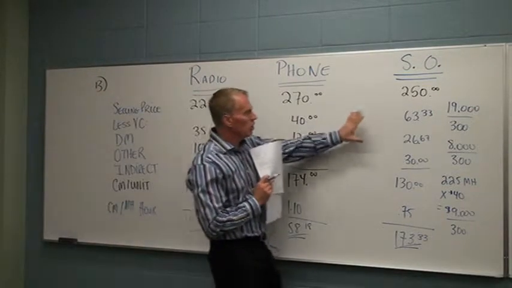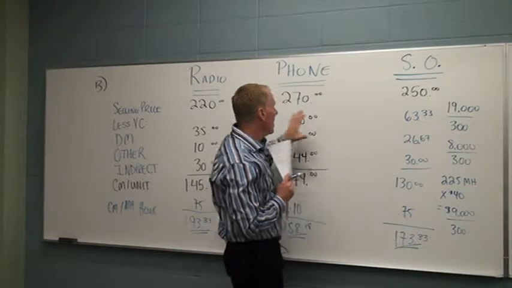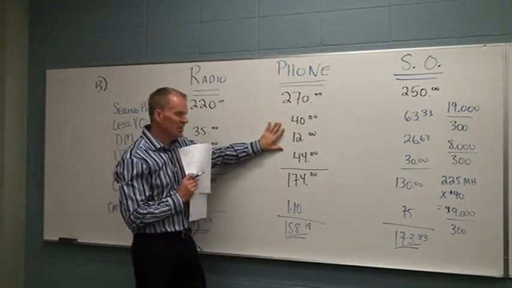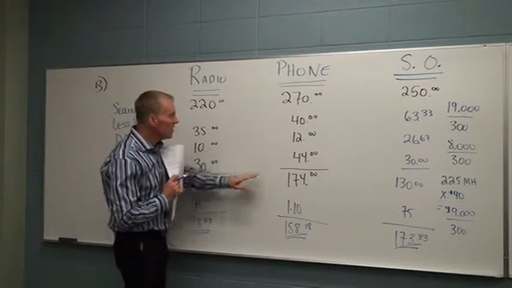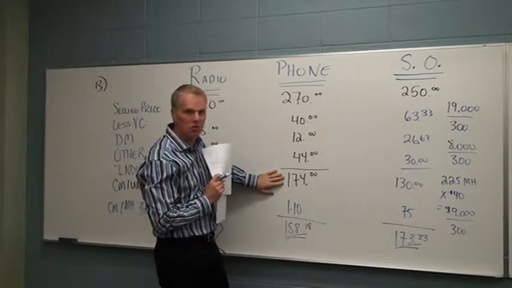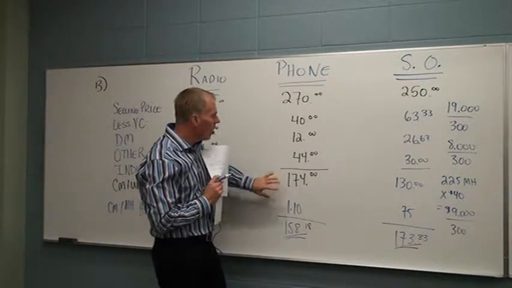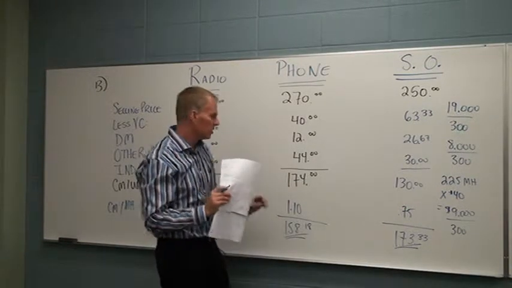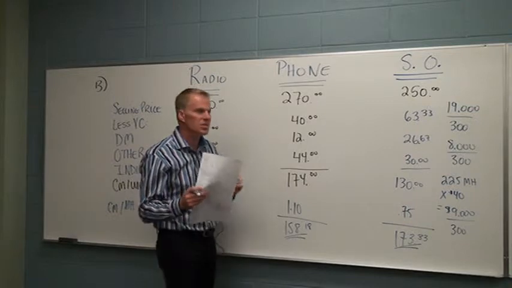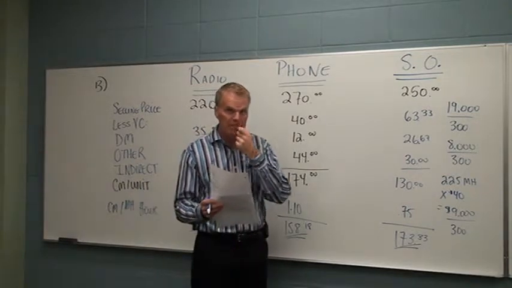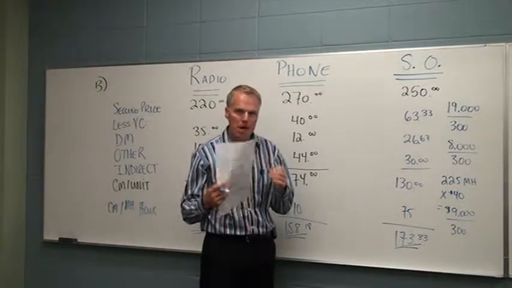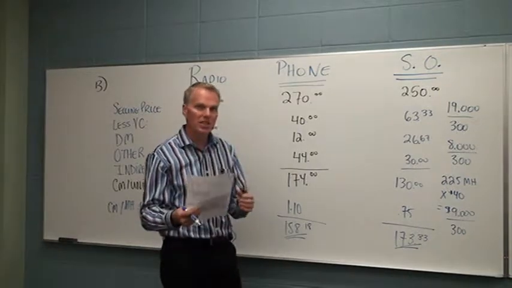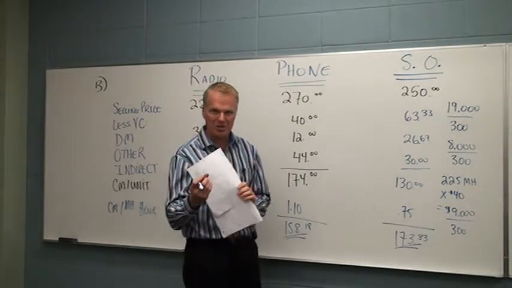The special order is number 2, and the phone is actually last. Originally, when we looked at this from purely contribution margin, the phone looked the best. Now it looks the lowest. And remember, what is our scarce resource? It's the machine hours. So we want to maximize our ability to use our machine hours.